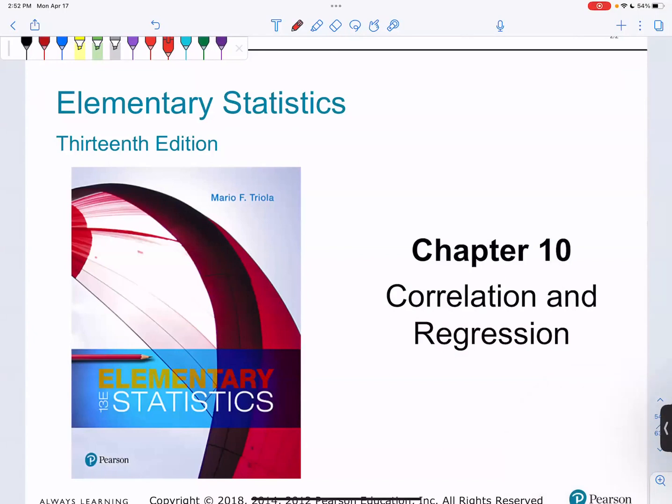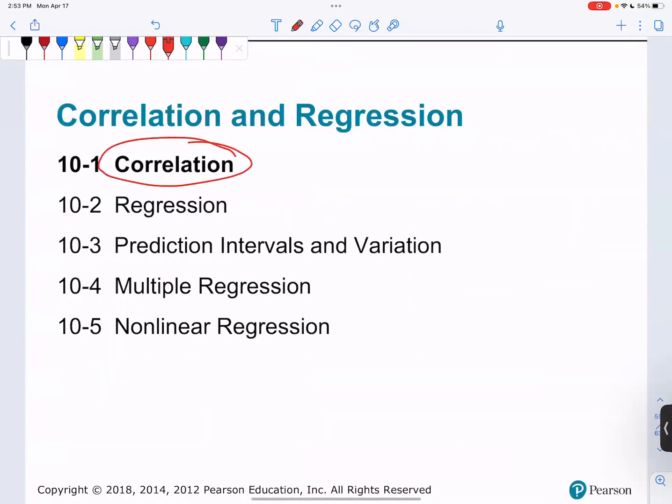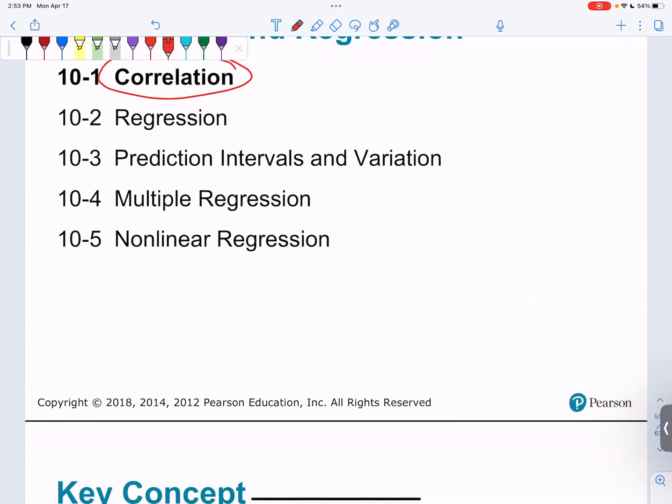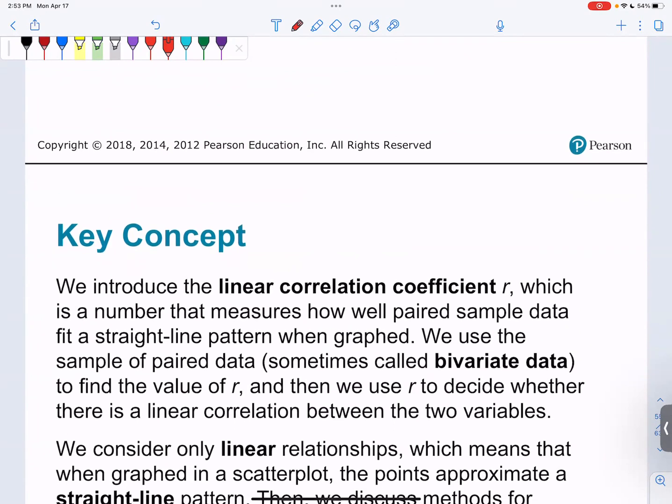So now we'll start chapter 10, starting with correlation first. And we did some correlation in chapter, I believe, 2 or 3. But we will now learn how to calculate correlation, or the linear correlation coefficient.